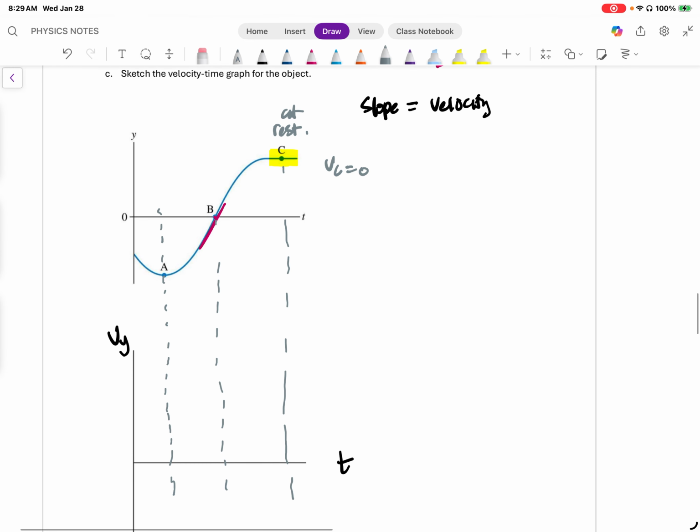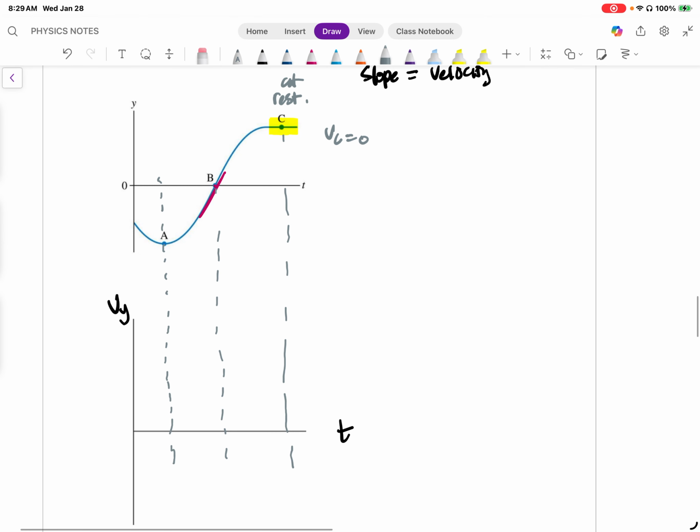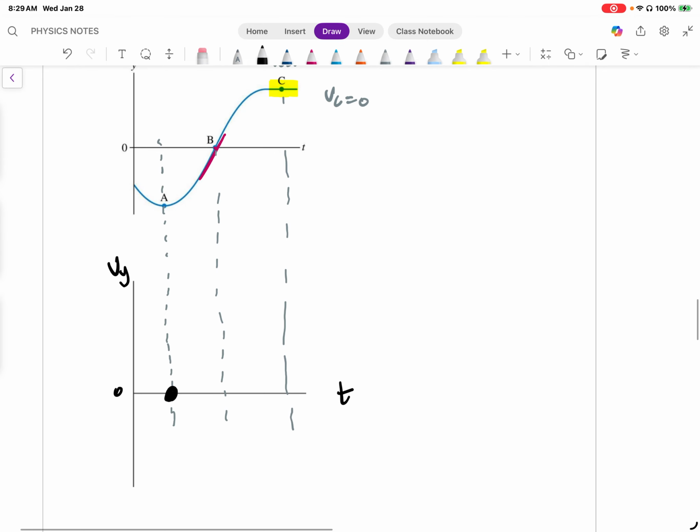So the quickest, easiest ones, I think, to go ahead and indicate are points A and C. So we already talked about the velocity for A and C. Those are both points where our velocity is 0. So I'm going to go ahead and put these. On my graph, this is my 0 for my velocity. So at point A, I am momentarily having a velocity of 0.